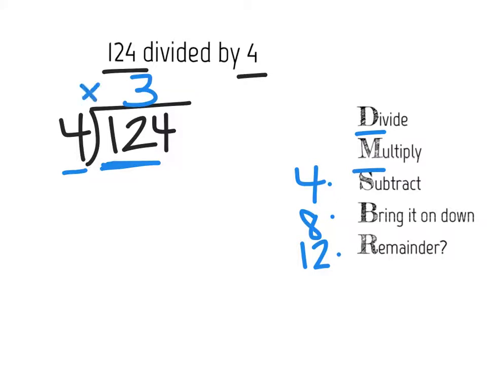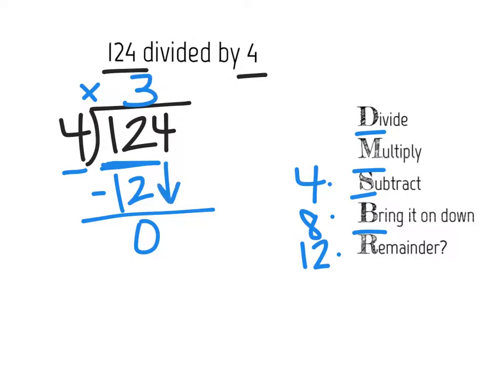Multiply. 4 times 3 is 12. Subtract. 12 minus 12 is 0. Bring it on down and bring it on back. We're going to bring on down our 4. Now we'll go back.